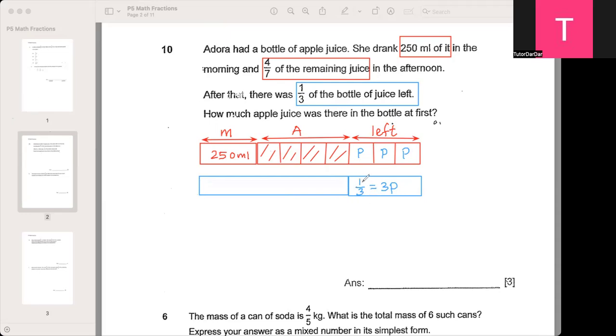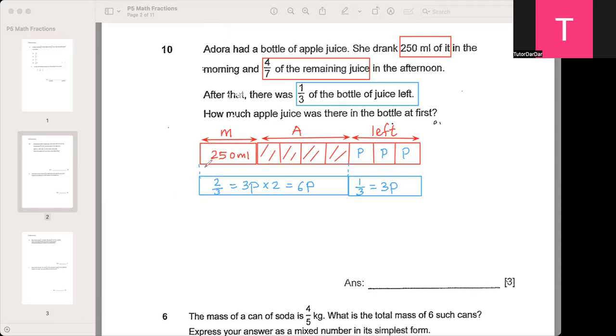If this portion is 1/3, this portion is going to be 2/3. Why? Because 1 minus 1/3, you will get 2/3. So let's see. 1/3 is 3 portion. 2/3 will be 3 portion multiplied by 2. You will have 6 portion. So you got to draw this model properly first, then we will solve the problem. So according to this, this 6 portion is equivalent to this 4 portion plus 250 ml.